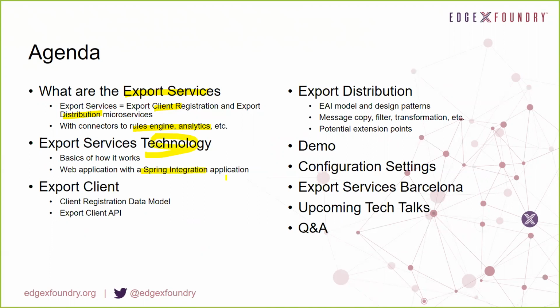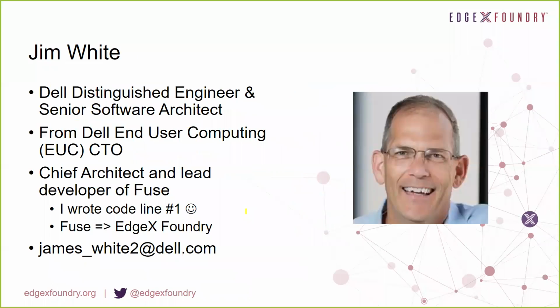We'll look specifically at what export client and export distribution are made of. We'll look at the data model underneath the covers, the APIs. We'll look at some of the technology and how it works, and a little bit of code as well. We'll take a look at a small demo so you can see how some of these export services work. We'll take a look at some configuration settings that are a bit unique to export services, and then we'll wrap up with a little bit of discussion about what's coming in the future for export services that the applications working group is putting together, and we'll wrap up with some Q&A. So that's what's on tap for our hour here today.